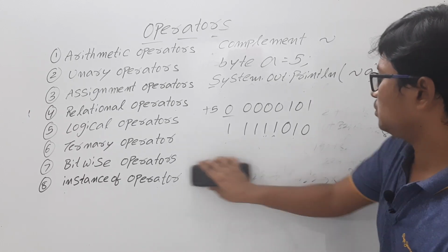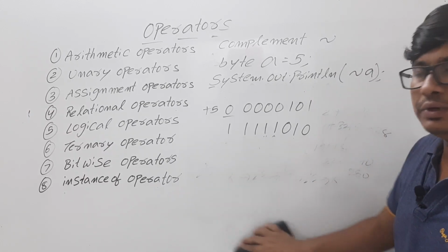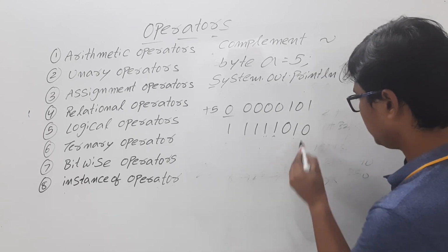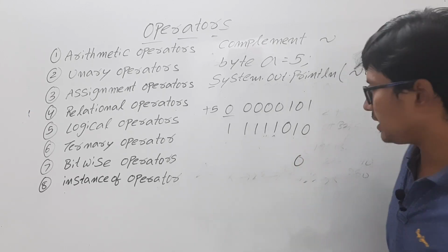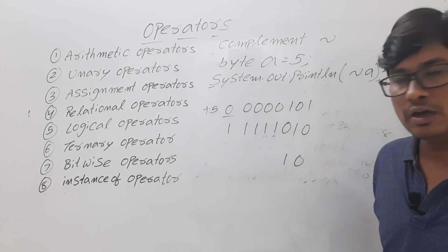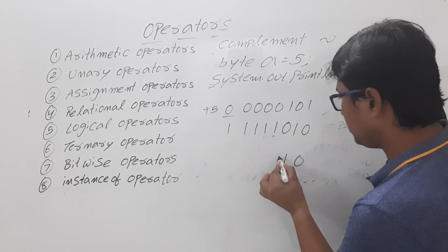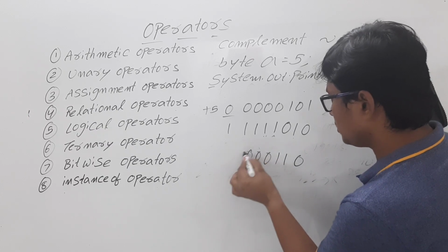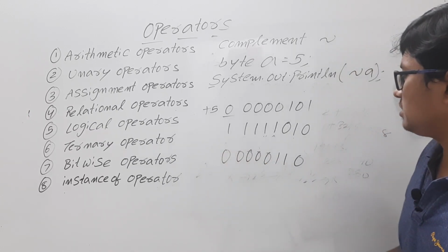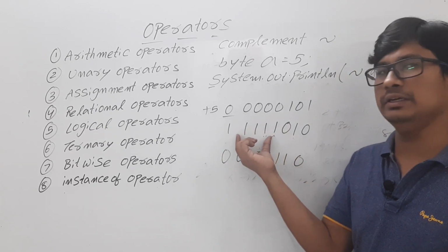For this number, the 2's complement will be, I will do it in a shortcut. 0 will be, keep it as 0. The first one will be, keep it as 1. For the remaining ones, you will compute the 1's complement. It will be 1, 0, 0, 0, 0, 0. So this is the 2's complement of this number.